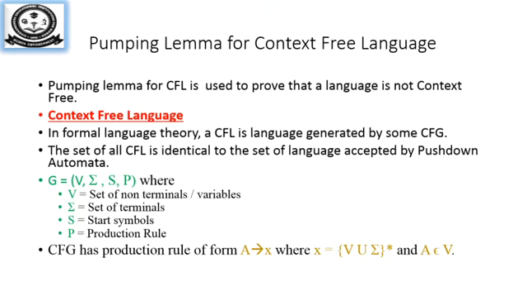In a context-free grammar, the production rule is of the form A implies X, and we know that X can be a combination of terminals and non-terminals, and A must be a non-terminal. If you are generating a language with this, then that language belongs to the context-free languages. To prove otherwise, you are going to use the pumping lemma. Let us see how the pumping lemma is used to prove that a language does not belong to context-free.